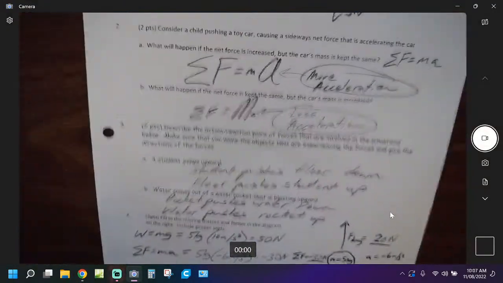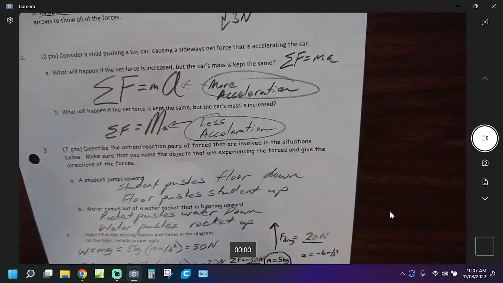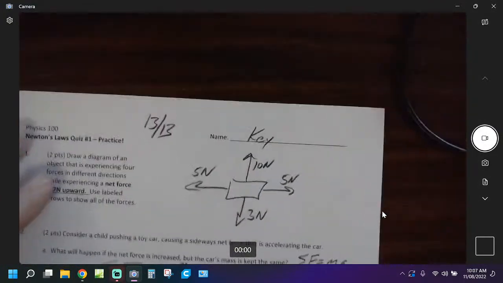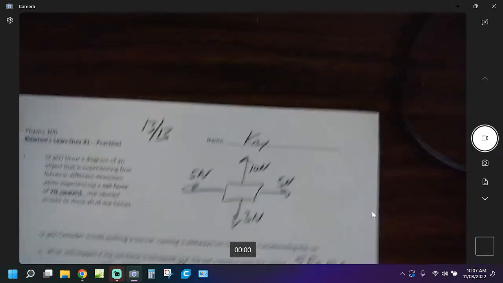Here we go. Be a good, honest grader for yourself, because this doesn't matter. It just will let you know what you need to practice.